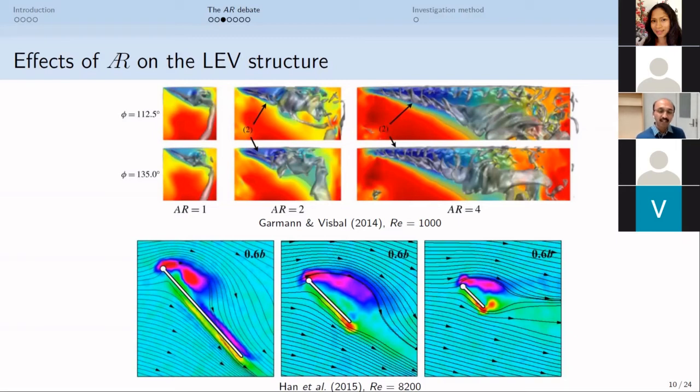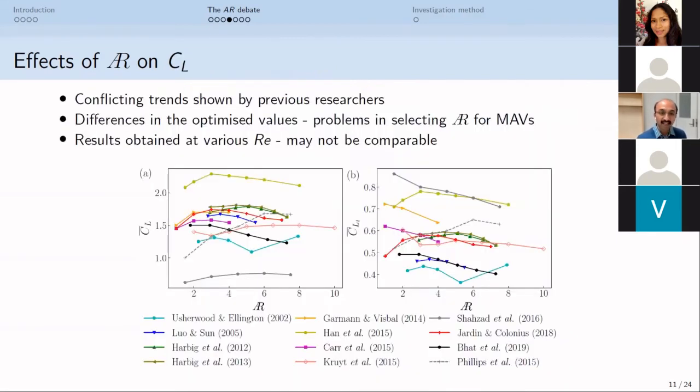And then apart from that, there are several other studies which have actually measured the lift coefficient or predicted it using numerical methods, and they have presented their trends, and they are all over the place. So every trend is different. You can see that in the first figure over here.